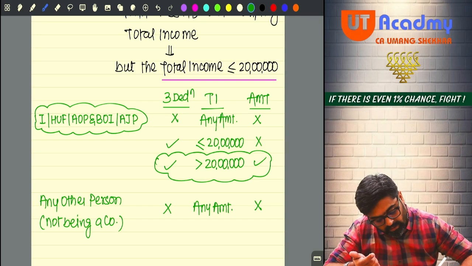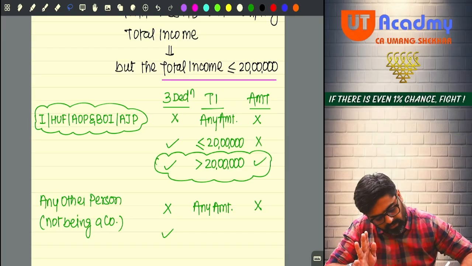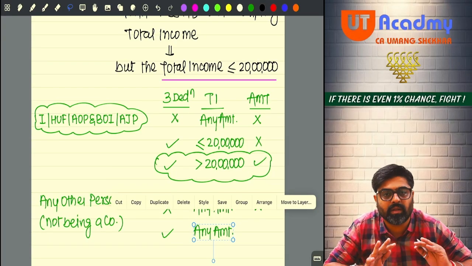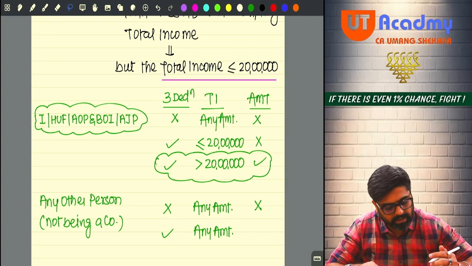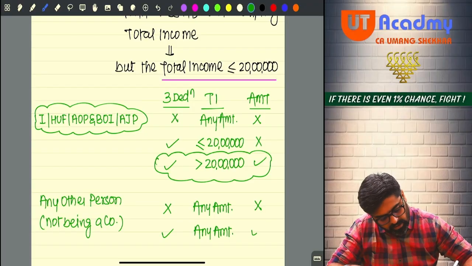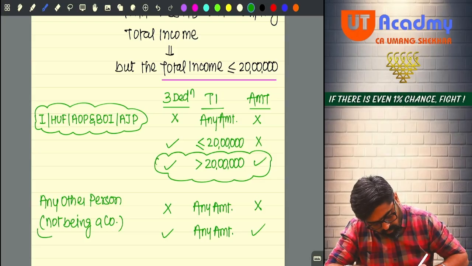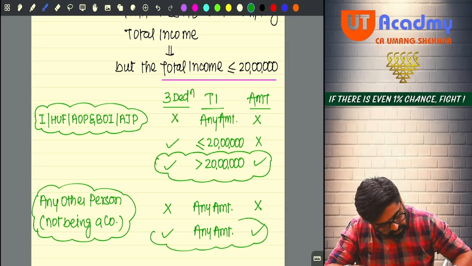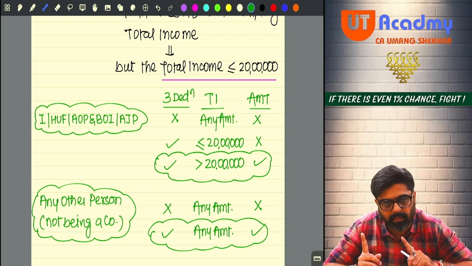But while calculating their total income, if they have claimed any of these three deductions, then friends, whatever the amount of total income, whether it is less than or equal to 20 lakhs, or more than 20 lakhs, in all the cases the AMT provisions will apply. So for these types of persons, applicability of AMT provisions will happen only in this case. Yes or no? So did you understand when the provisions will apply?